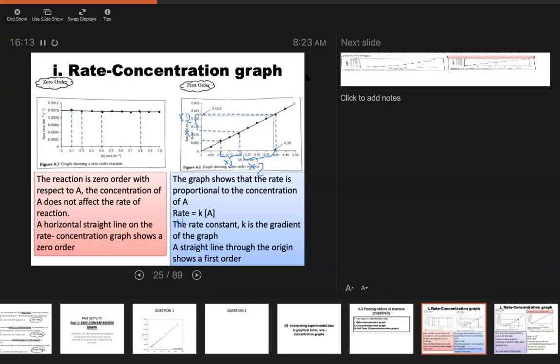I use a different color. y = mx + c. Your y-axis is the rate, your x-axis is the concentration, so that makes your K the gradient. C is the y-intercept, which is 0. Okay, I hope that is clear. Any questions? No. Okay.